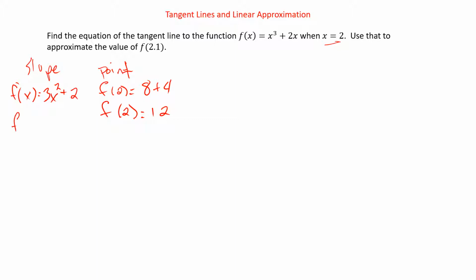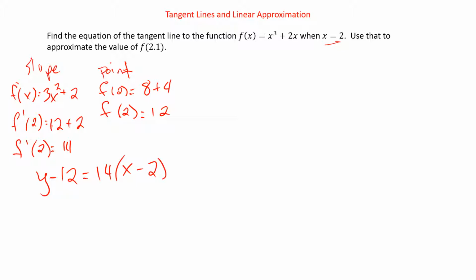And then f prime of 2, because we want it specifically at that point, our slope is a number. We plug in 2. 2 squared is 4 times 3 is 12 plus 2. Our slope is 14. So we have a slope and we have a point. Write the equation. Y minus the y part of our point, 12, equals 14 times x minus 2.